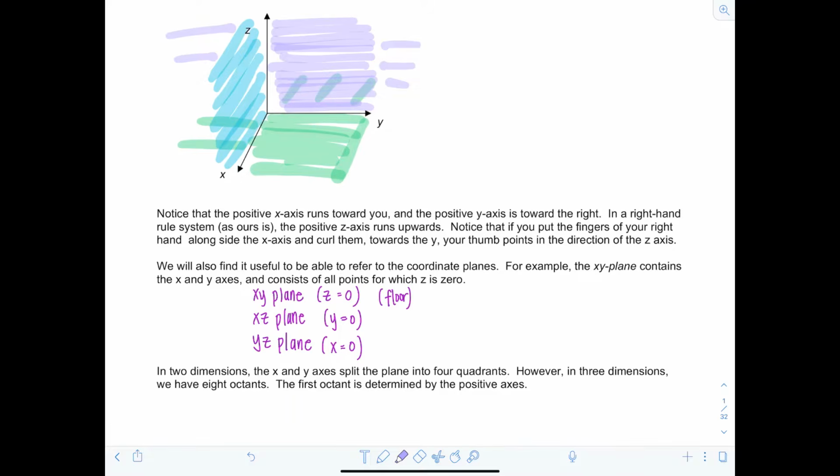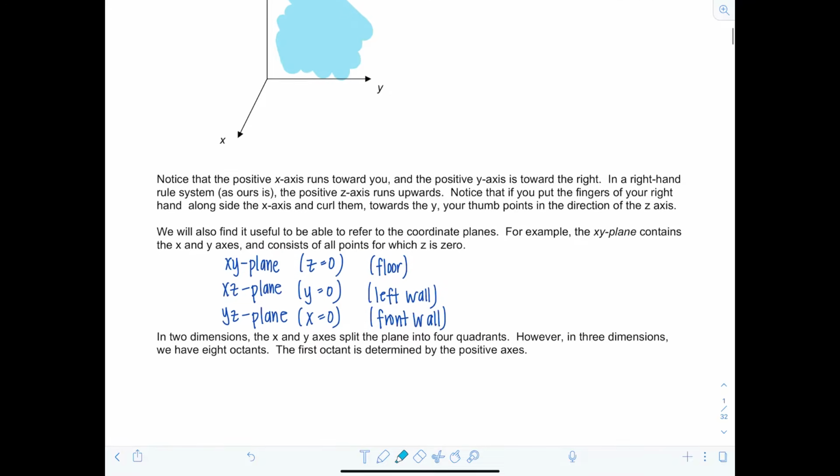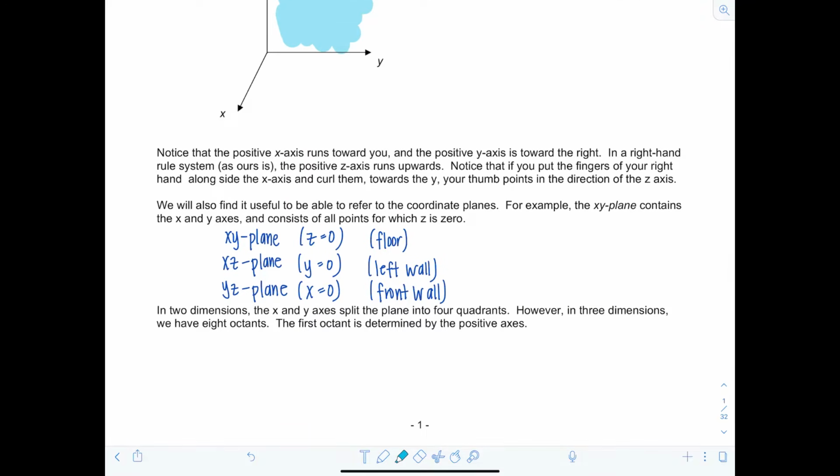Just for some orientation. In 2 dimensions, the x and y axes split the plane into 4 quadrants. However, in 3 dimensions, that translates to having 8 octants. Pretty much the only one that we're going to refer to frequently is the first octant, and that's where all x, y, and z coordinates are positive. So all the positive axes determine the first octant.